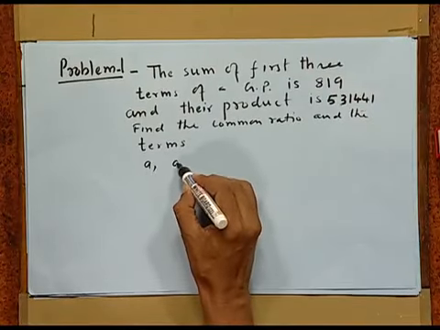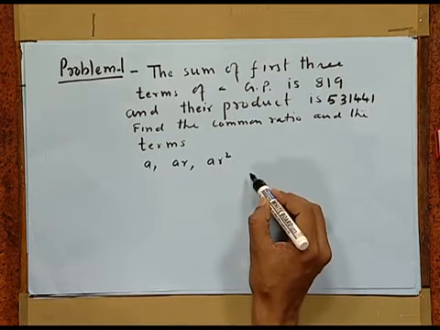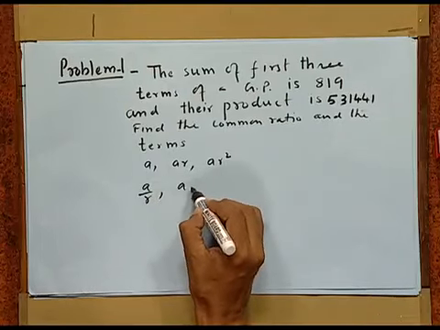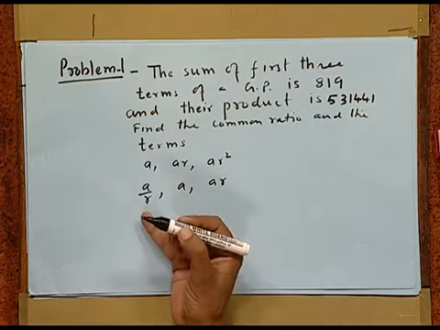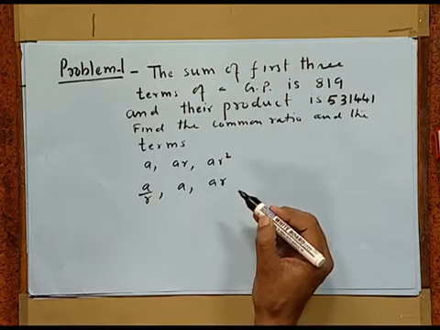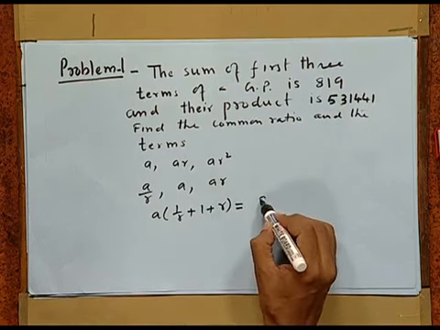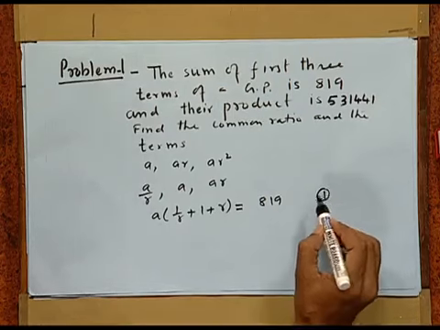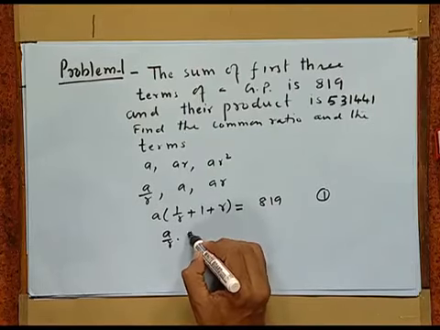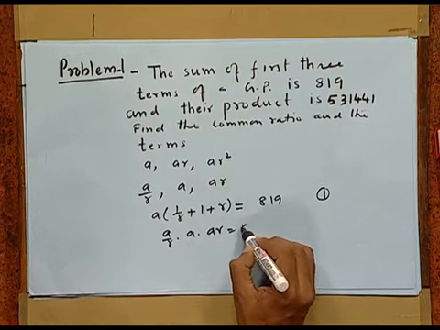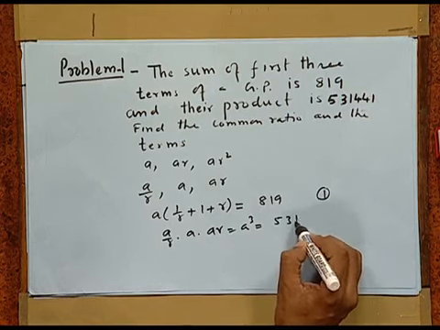We can assume the terms to be A, AR, AR square as the normal case, but as a special case in this kind of problem, we better use the terms as A upon R, A and AR, because definitely here the first term is A upon R and the common ratio is R. As per the given problem, the sum, that is A times 1 upon R plus 1 plus R, is equal to 819, while the product, that is A upon R times A times AR, that is A cube, is equal to 531441.